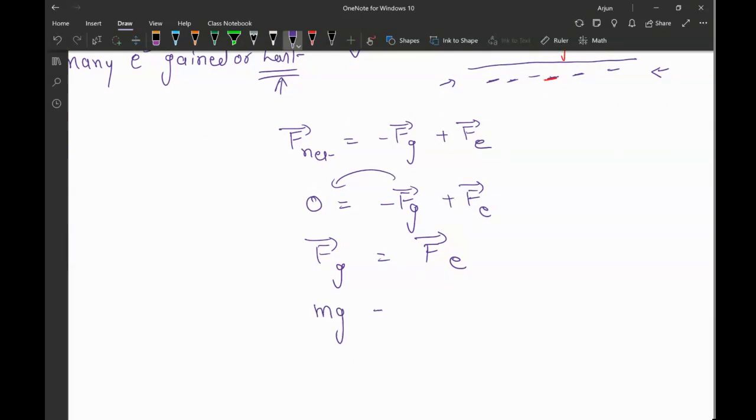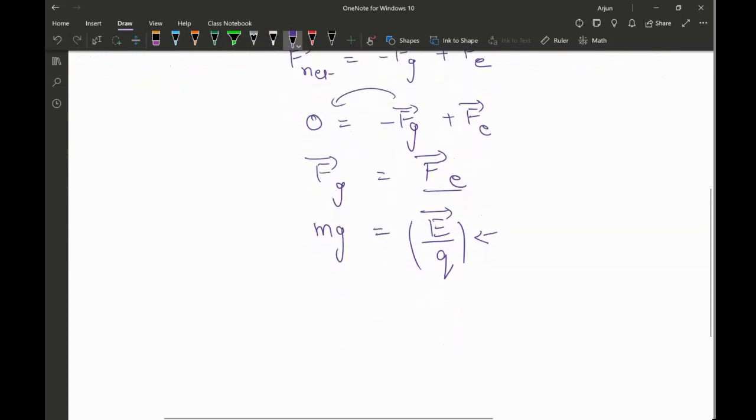Fg is equal to mg, and Fe is equal to E divided by Q. This is from chapter number 10. If you don't know where this formula came from, look into chapter 10 or 11. I'm not 100% sure, most probably 11. Now I'm going to try to figure out the charge on an oil droplet.